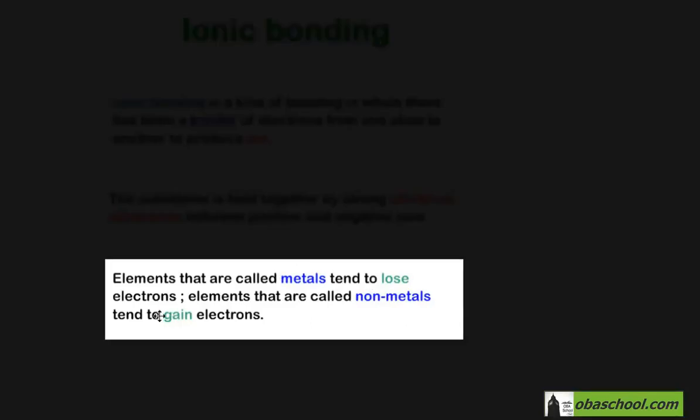Elements that are called metals tend to lose electrons. So metals have a positive charge because they lost electrons, they lost some of their negative charge. Elements that are called nonmetals tend to gain electrons. So nonmetals have a negative charge because they gained electrons, and electrons have a negative charge. So they gained this negative charge of electrons.